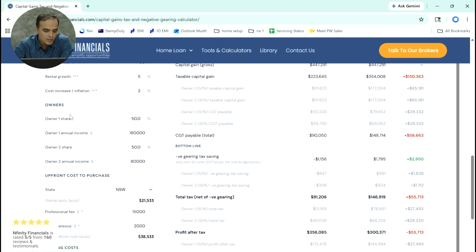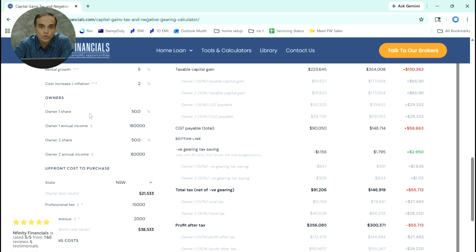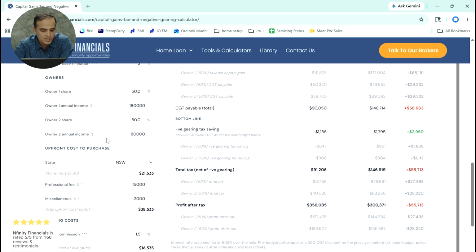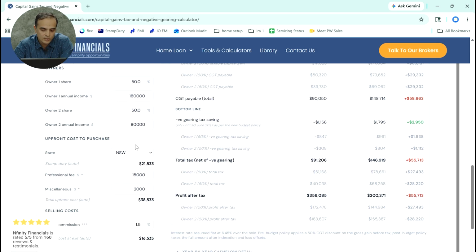Then we come to the ownership section. Let's say there are two of you buying this property: an ownership share of 50% for the first owner with an annual income of 180K, and an ownership share of 50% for the second person with an annual income of 80 grand.